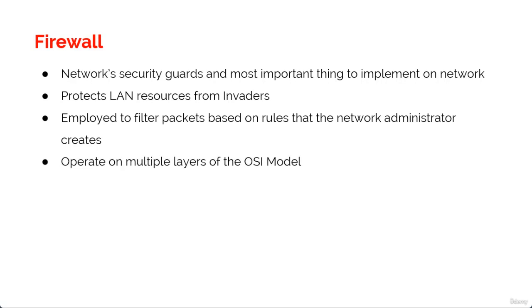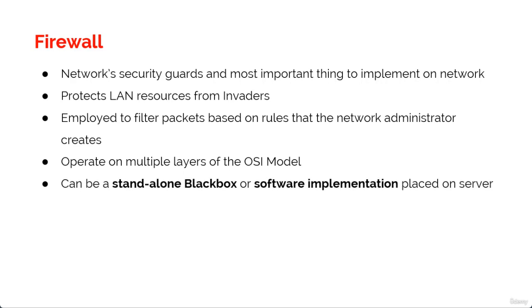So firewall can operate on multiple layers of the OSI model, and some firewalls can operate up to the application layer, which have a great functionality on your PC. A firewall can either be a standalone black box or a software implementation placed on a server or router. Either way, the firewall will have at least two network connections. One to the internet, that is the public side from where all the data comes to your network, and the other one is the network known as the private side.